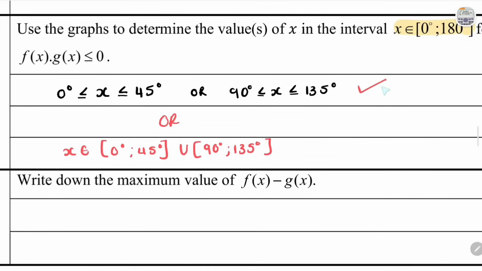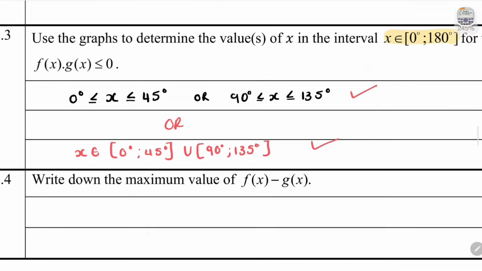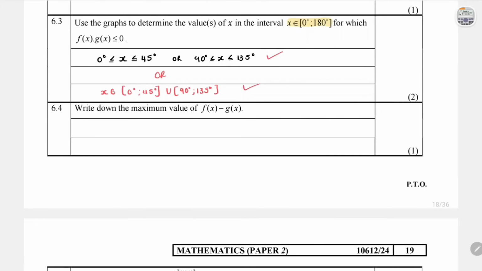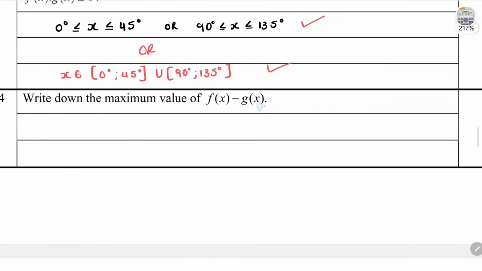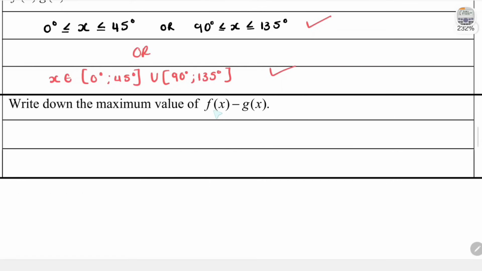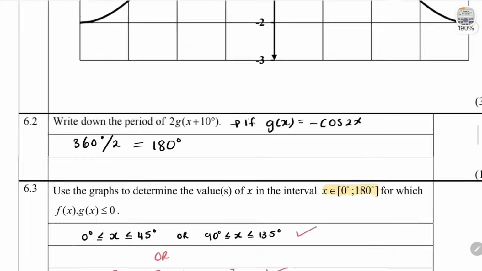So you can either write it like this or like that, and the answer would be fine. Moving on to the next question. Question 6.4 says, write down the maximum value of f of x minus g of x. Okay, so what is the largest distance between f and g?